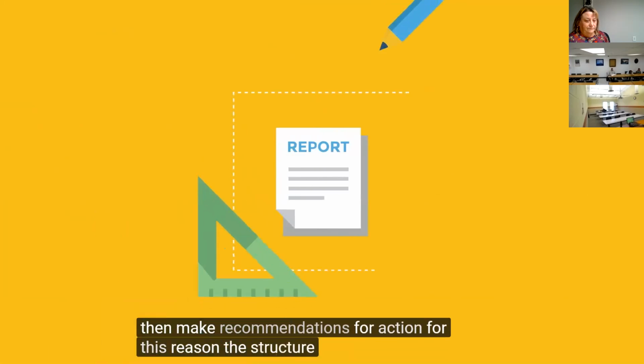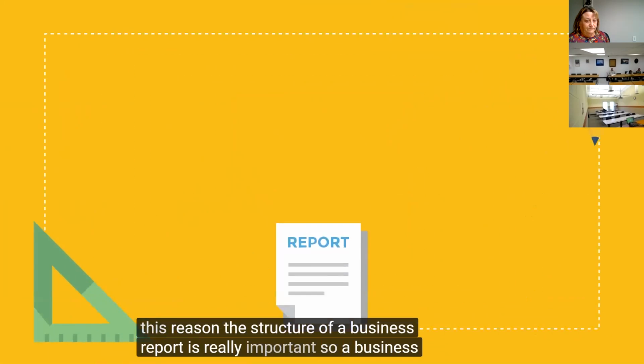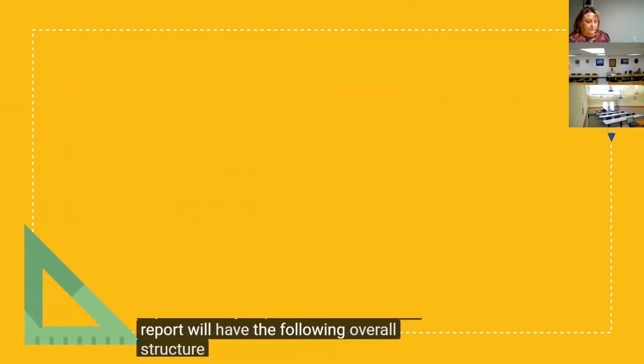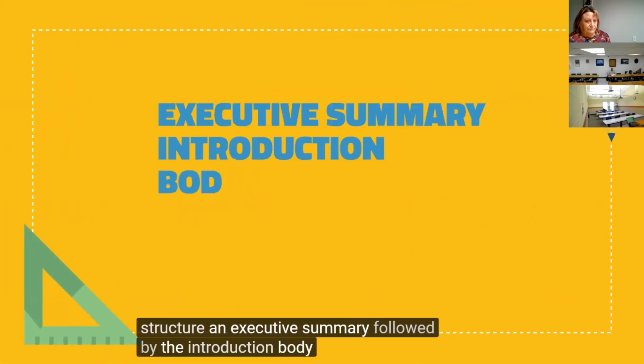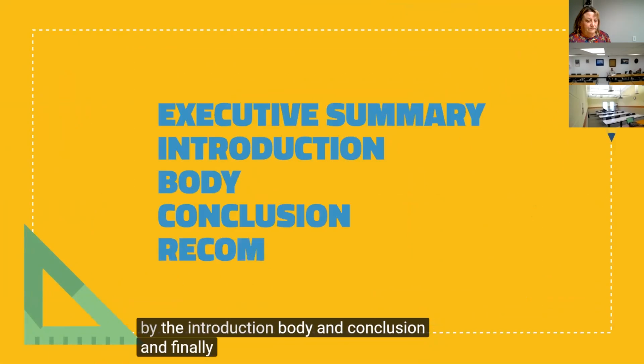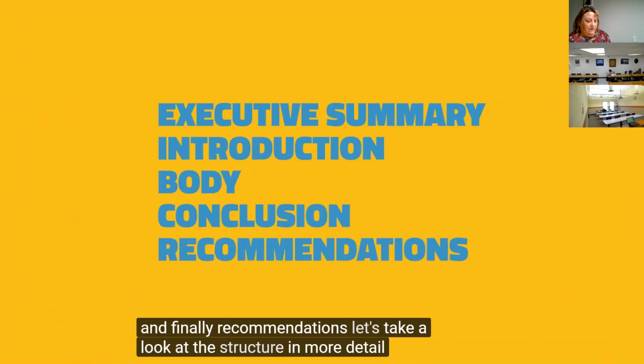For this reason, the structure of a business report is really important. So a business report will have the following overall structure: an executive summary, followed by the introduction, body and conclusion, and finally recommendations. Let's take a look at the structure in more detail.